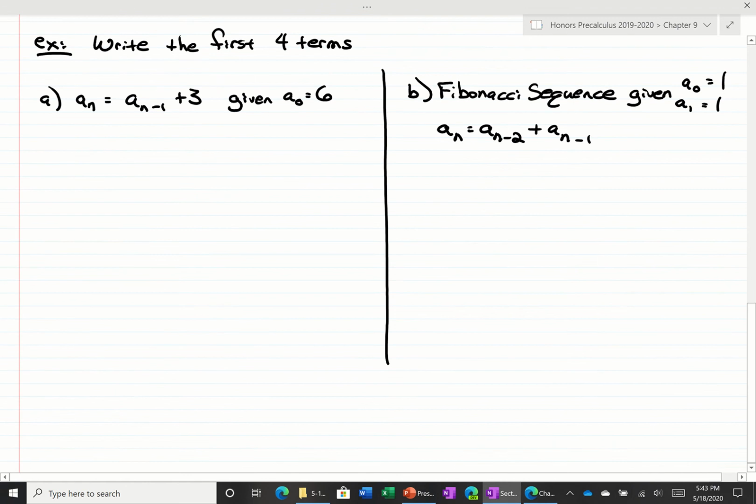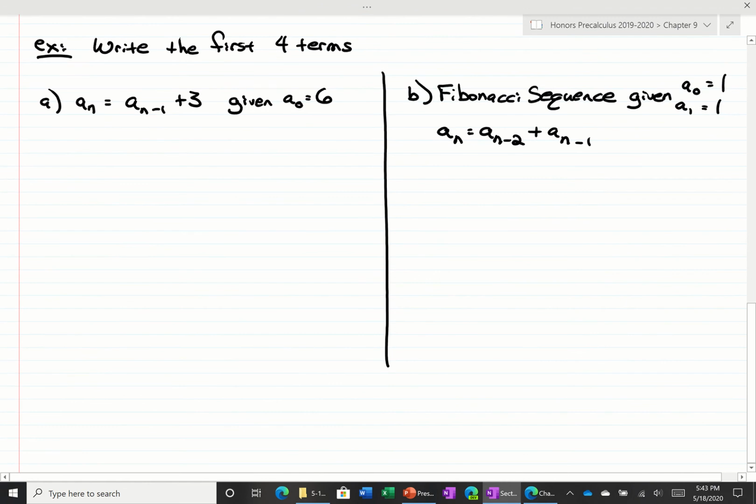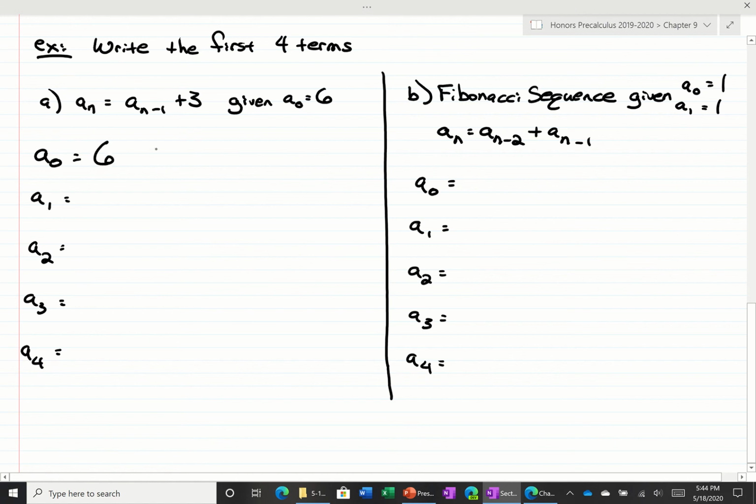So let's do these one at a time. The first one, we want to write the first 4 terms. So we'll start with the initial term, a sub 0, a sub 1, a sub 2, a sub 3, and a sub 4. We'll do the same thing with the Fibonacci sequence. We'll list a sub 0, a sub 1, a sub 2, a sub 3, and a sub 4. All right. So for a sub 0, we know that that's 6. This was given.